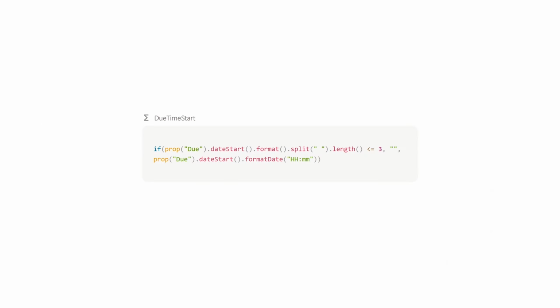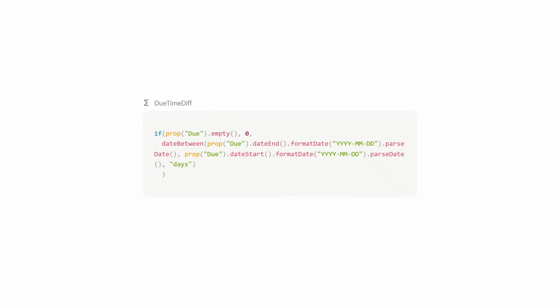For due time start, we extract the time of the start of our due, so we add this formula. We retrieve the date start of the due, and then format it as hh.mm. Again, this is the format that Notion can understand dates, so we use this formatting. For due time end, we do the same but for the end. For due time diff, we find the diff in days between the date start and date end. This is used later in date calculations in the for next time calibrated formulas.